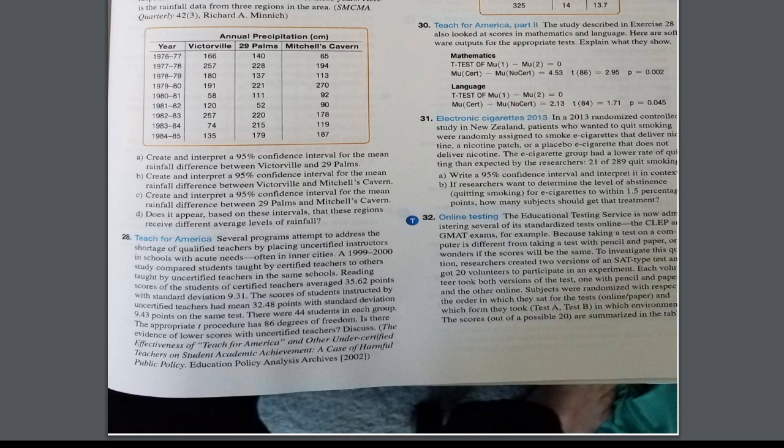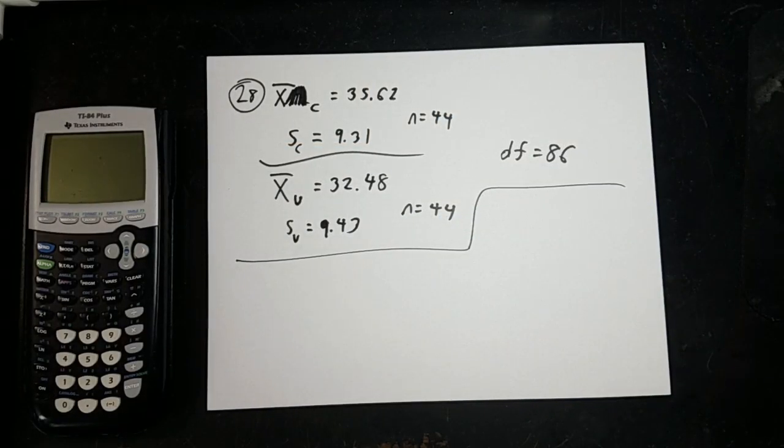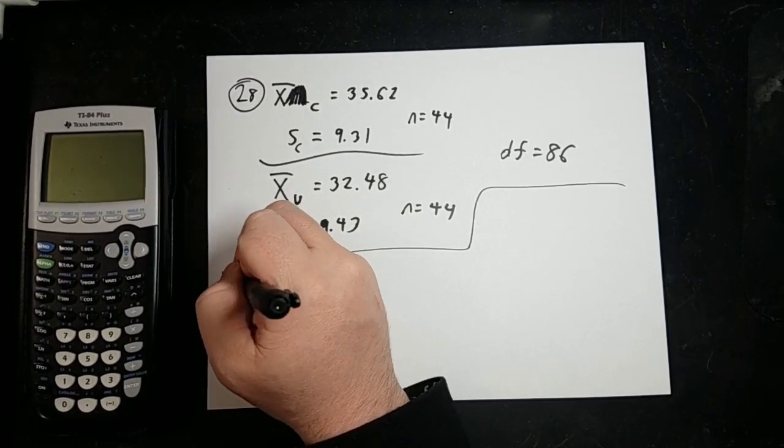Is there evidence of lower scores with uncertified teachers? Discuss. Here's what I wrote down: x bar of certified teachers, x bar of uncertified teachers with their appropriate standard deviations and their sample sizes with 86 degrees of freedom.